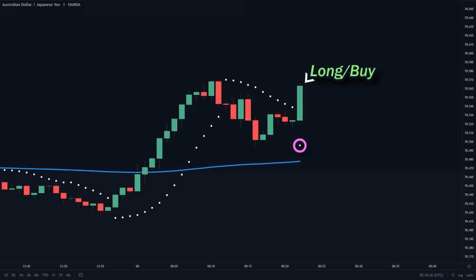And so, by simply adding the 200 EMA into the strategy, you can now safely trade the Parabolic SAR while making sure that you're still aligned with the long-term trend. Now moving on.